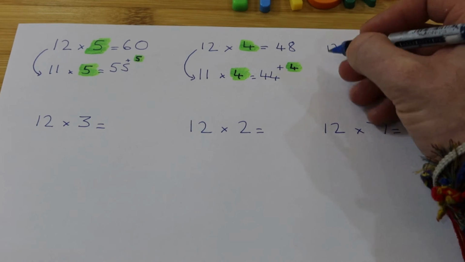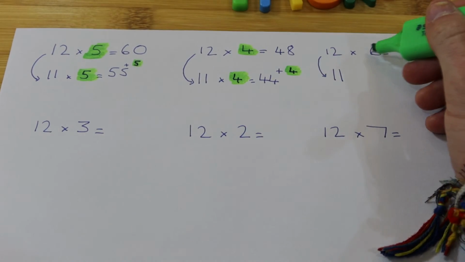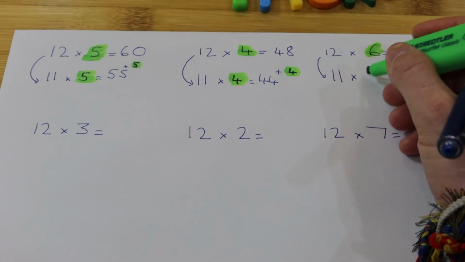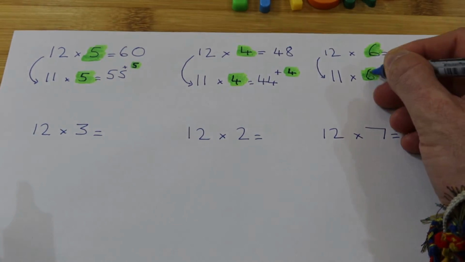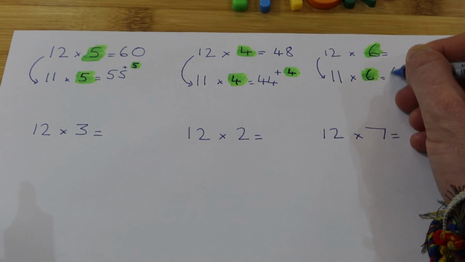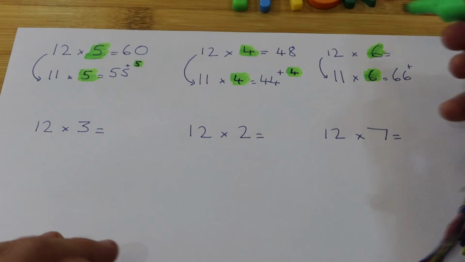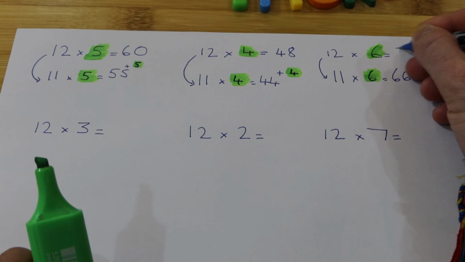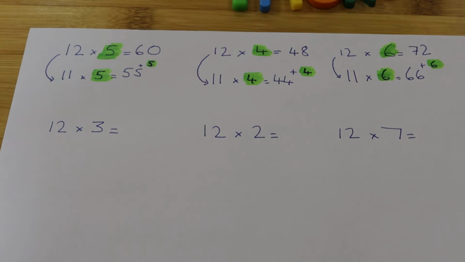So 12 times 6, we do 11. And what are we timesing by? Yes, you've guessed it. So 11 times by 6. 11 times by 6 is 66. And we're going to add a 6 to that. So that's 72.